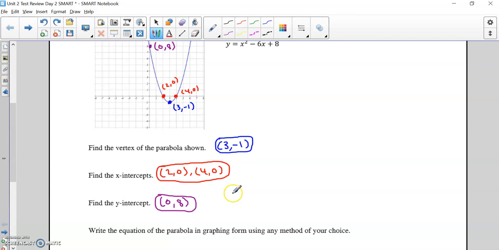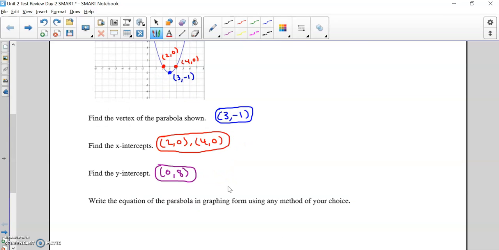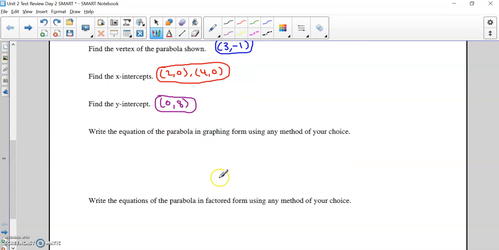All right, so now that we found all the pieces of the graph, we're going to go ahead and rewrite the equation in graphing form and in factored form. Now here's the thing about this. I wrote that you can use any method of your choice, and that's because there's a shortcut method and then there's also a longer method. Okay, so I will go ahead and go over both of those.